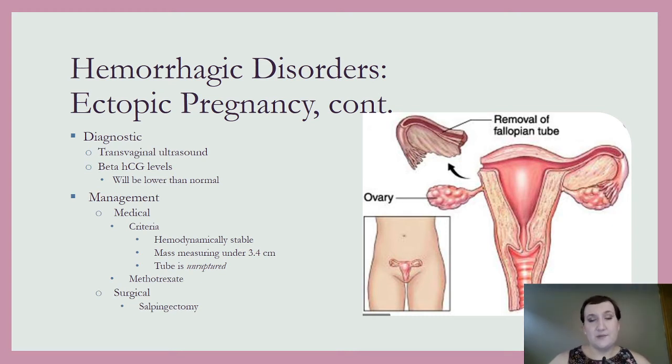If that tube has ruptured, or if the mass is 3.5 centimeters or larger, they're going to have to go in and do a salpingectomy, which is the removal of the fallopian tube. Again, if the tube has ruptured, the main goal at this point is not to save these organs to be able to have future pregnancies, but essentially to control the hemorrhage. So pre and post-operative care includes frequent vital signs, pain management, monitoring that H&H, and being aware of that Rh status and RhoGAM.